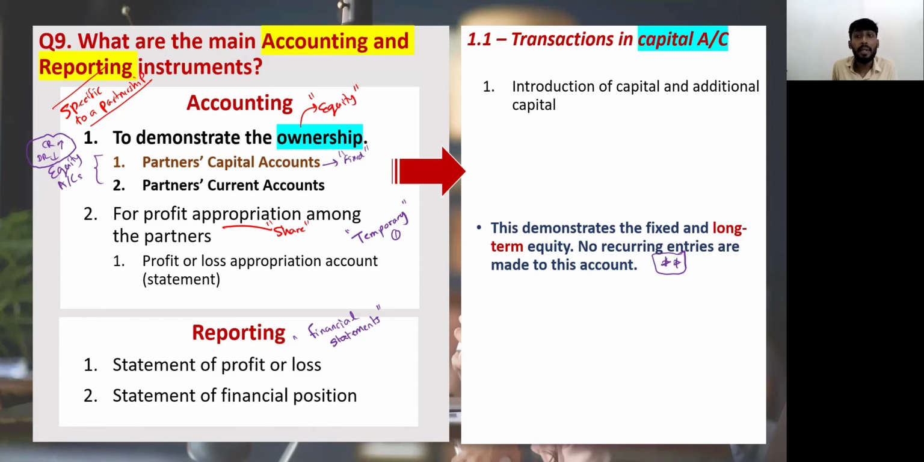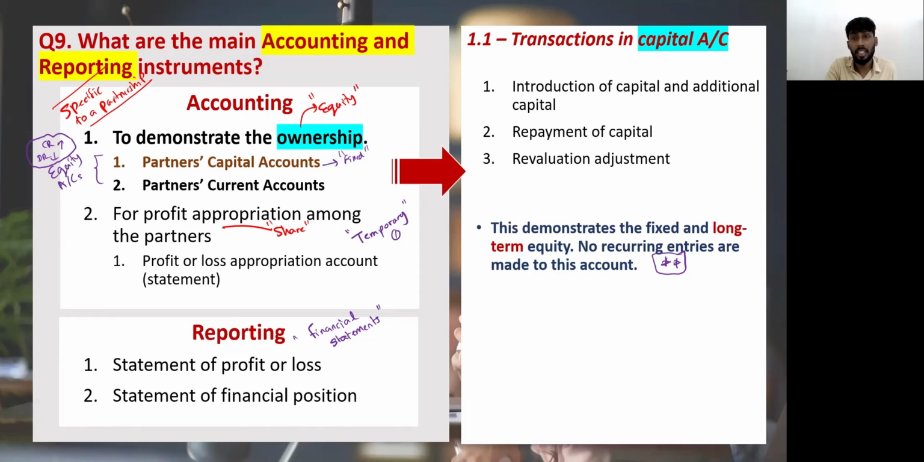The introduction of capital and additional capital. When a partner comes or when the business is initially starting, the contribution to the capital as owners will be recorded in this capital account. Then repayment of capital. When a partner is retiring, we will repay the contributed equity, and that repayment will be recorded in the capital account. Now, if the introduction of capital is recorded in the capital account, then the repayment shall also be recorded in the same account. The same thing.